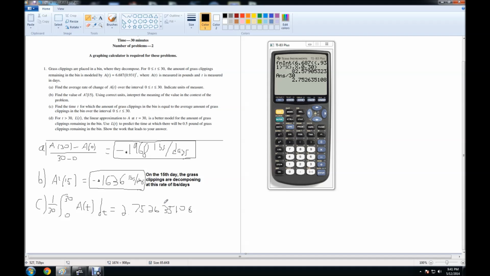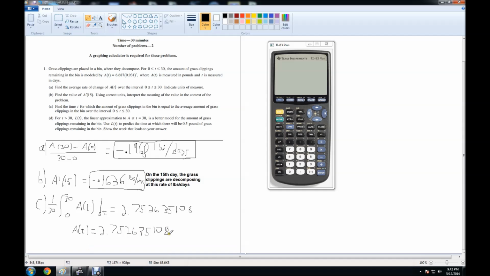Now we want to find at what time t it equals that. So we're going to set A(t) equal to this, because A(t) is the function that they gave us for the amount of grass clippings, and 2.752635108 is the average amount of grass clippings in the bin. If we set A(t) equal to this and solve for t, we get the time t that gave us this amount. So A(t) is equal to 2.752635108.